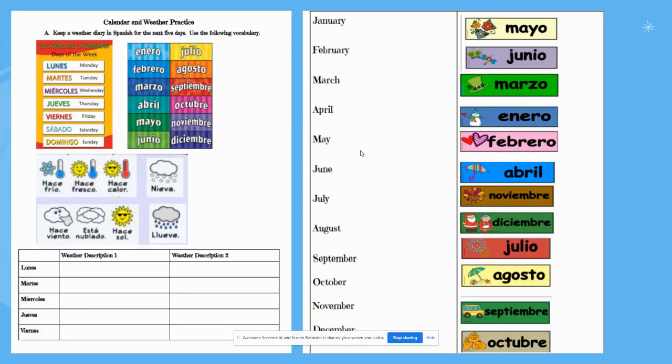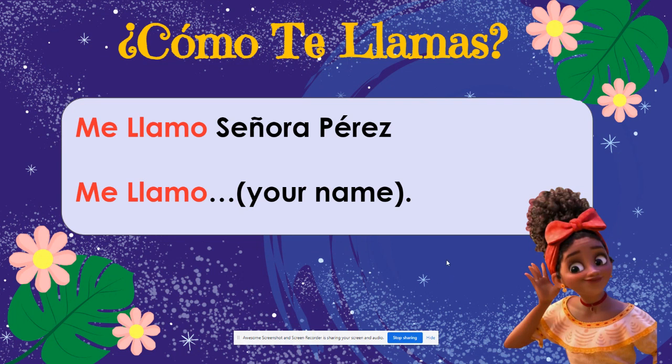And also included in this class are extra practice activities that I will link in our class as well, where you can keep an actual weather diary for the days of the week. So lunes, martes, miércoles, jueves, viernes. You could pick a weather description, which I'll teach you how to form weather expressions here shortly. But you can print these off, and you can practice writing out some of the weather expressions. Here's our days of the week and months of the year vocabulary. And over here on this side, this practice would be reading the month and matching it up with the correct English.